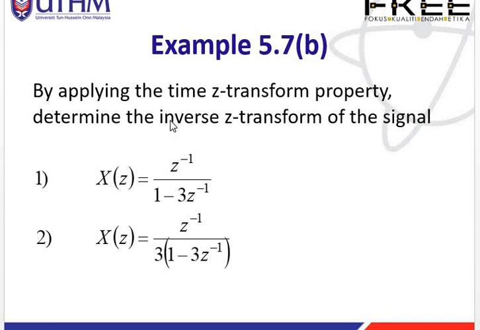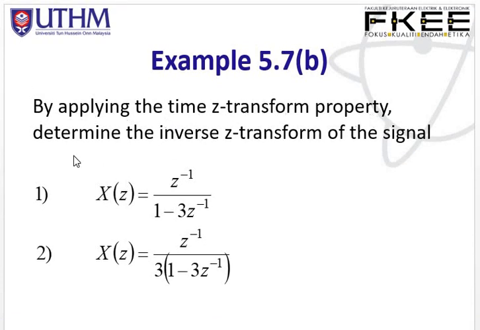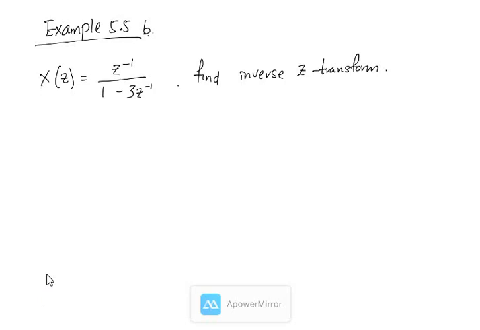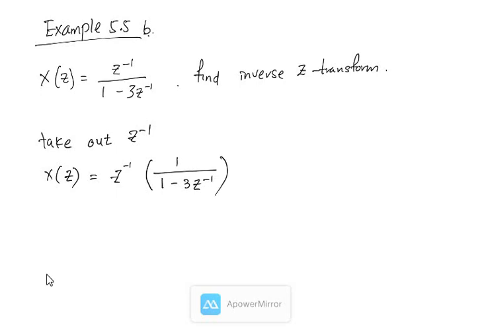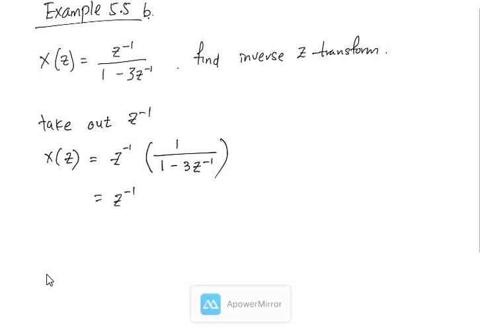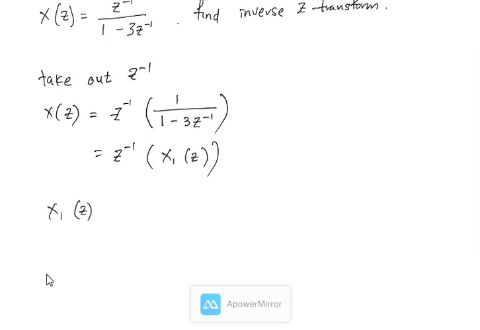Now let's look at another example. By applying the time shifting z transform property, determine the inverse z transform of the signal X(z) equal to z to the power minus 1 divided by 1 minus 3z to the power minus 1. In this question we can solve like this. We can take out the z to the power of minus 1. So we get X(z) equal to z to the power of minus 1 and then 1 divided by 1 minus 3z to the power of minus 1. So this is equivalent to z to the power of minus 1 and X1(z), where X1(z) is 1 over 1 minus 3z to the power of minus 1.